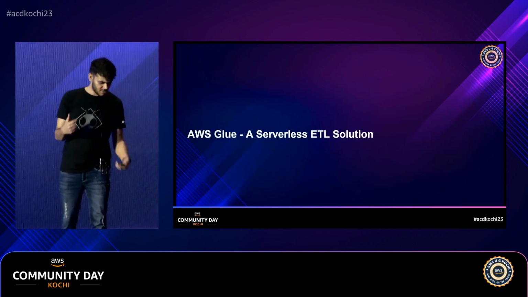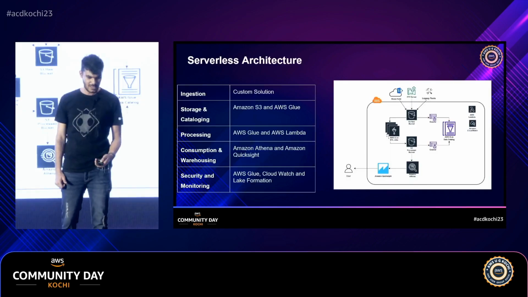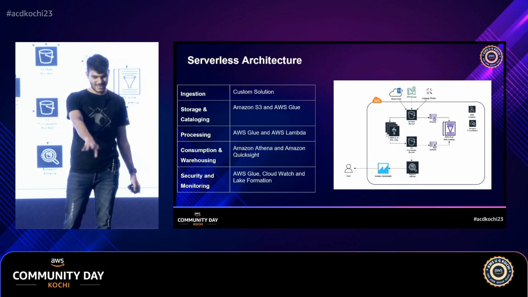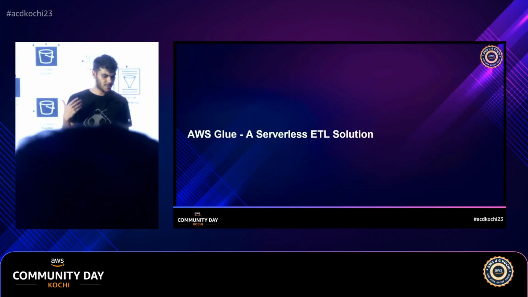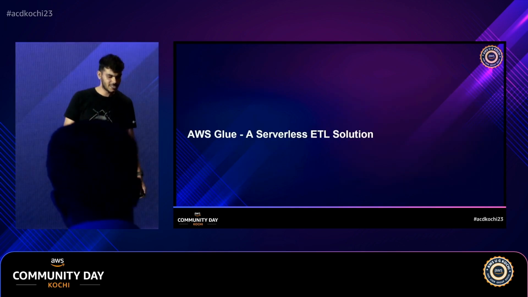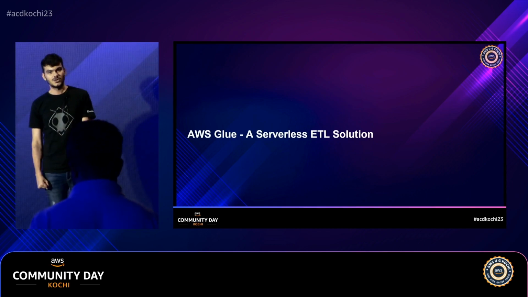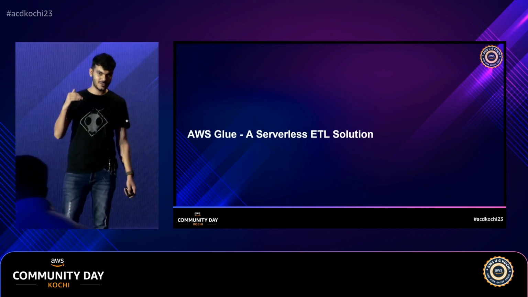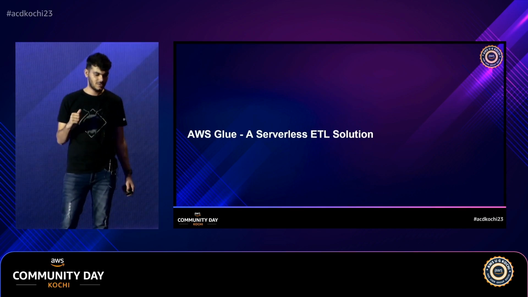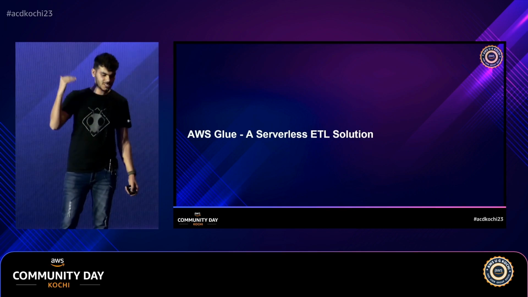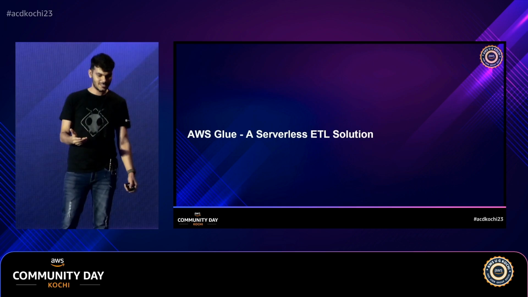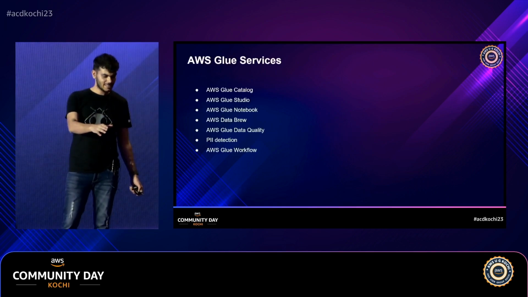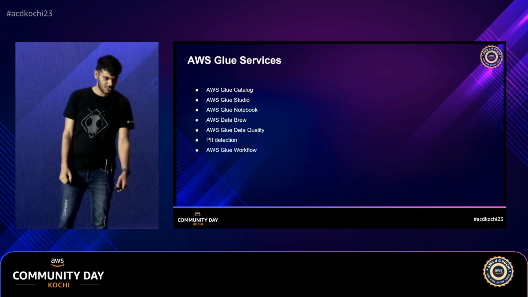So from the previous slide, you can see that 3 steps out of these 5 steps use AWS Glue. So let's talk more about AWS Glue, and why I'm calling it a serverless ETL solution. AWS Glue has services for each step, and all of those services are managed services. That is why I'm calling it a serverless ETL solution. Let's look at the services AWS Glue offers.